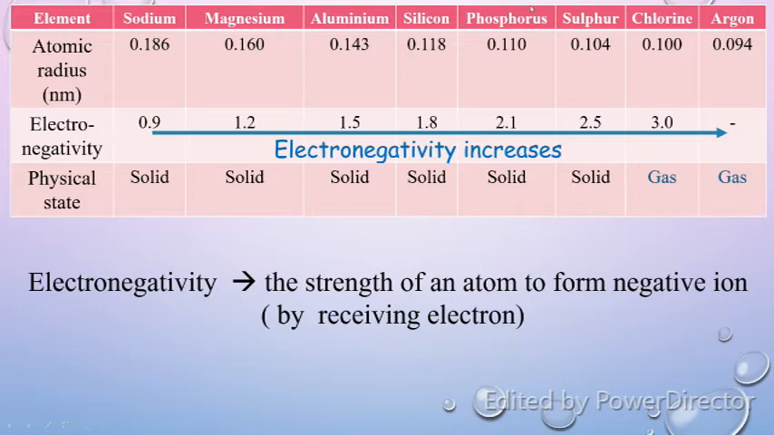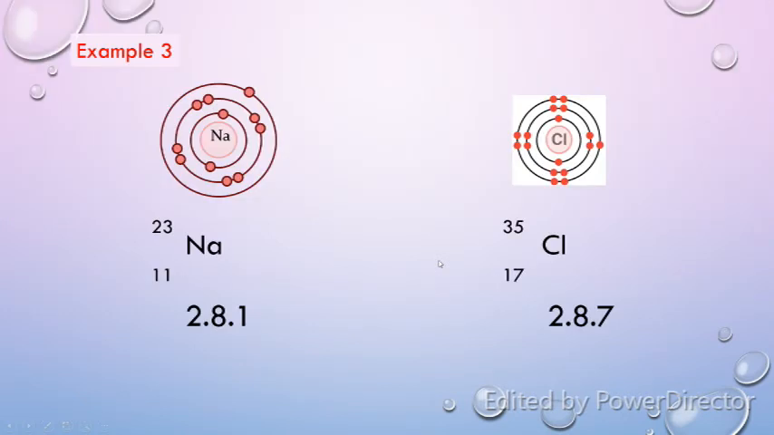So now let us compare phosphorus and chlorine. The electronegativity of phosphorus is 2.1 and the electronegativity for chlorine is 3.0. So which one can receive electron easier? Chlorine, because the strength of chlorine atom to form negative ion is higher. So that's why we say it receives electron more readily than phosphorus. That is the second thing you have to remember.